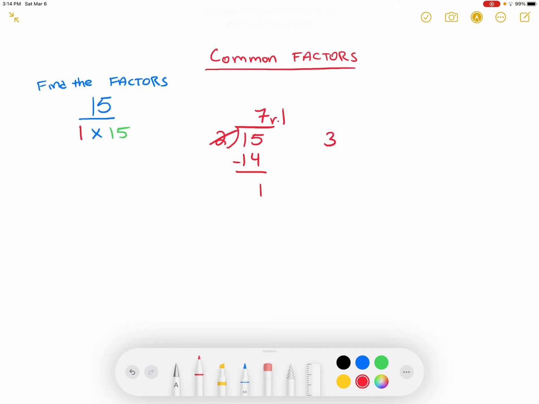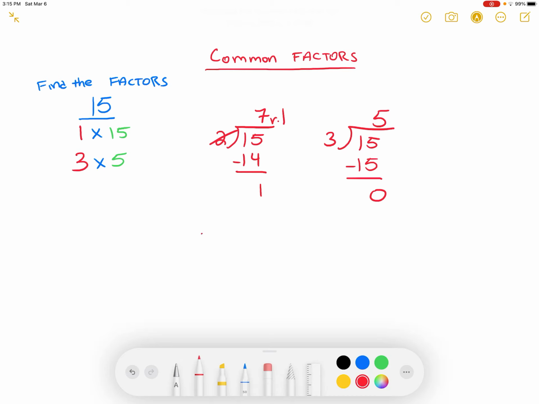Let's go to 3. 15 divided by 3. 3 goes into 15 5 times. 5 times 3 is 15. 15 minus 15 is 0. Good. No remainder. Therefore, 3 is a factor. And what is it? It's 3 times 5 gives you 15.